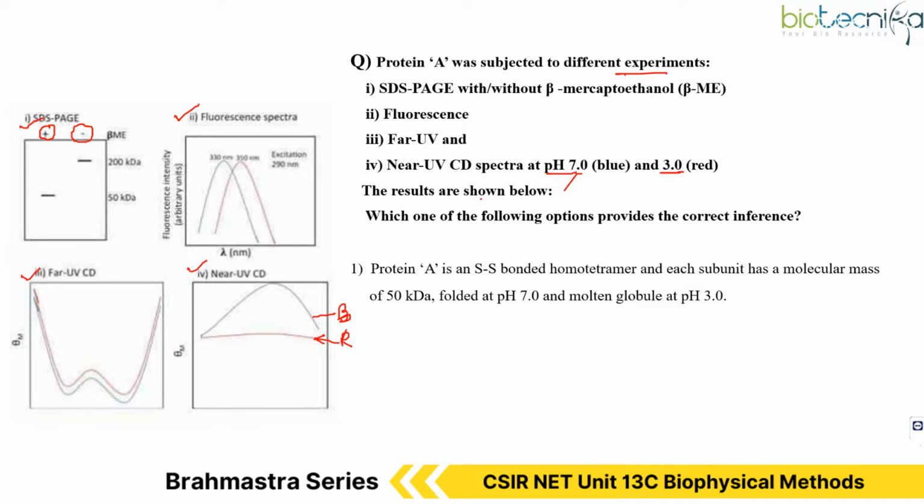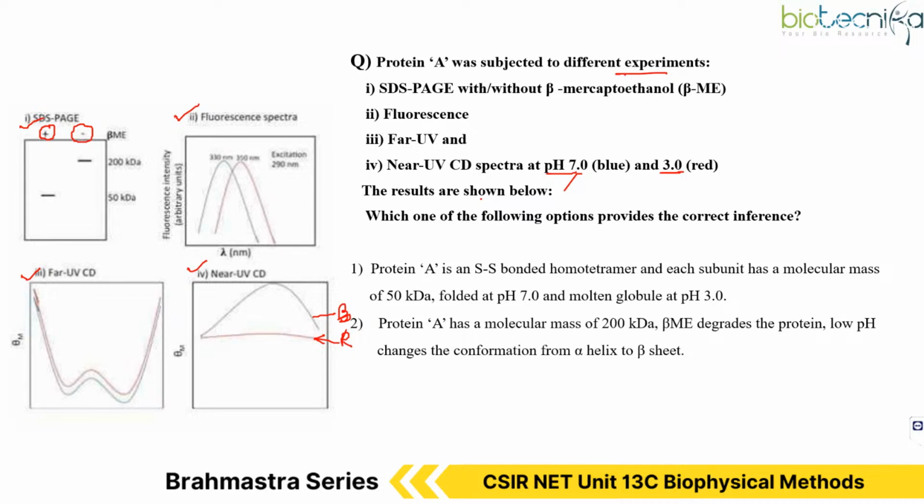First is protein A is an SS bonded homotetramer, and each subunit has a molecular mass of 50 kilodalton, folded at pH 7 and molten globule at pH 3. Second, protein A has a molecular mass of 200 kilodalton. Beta mercaptoethanol degrades the protein. Low pH changes the conformation from alpha helix to beta sheet.